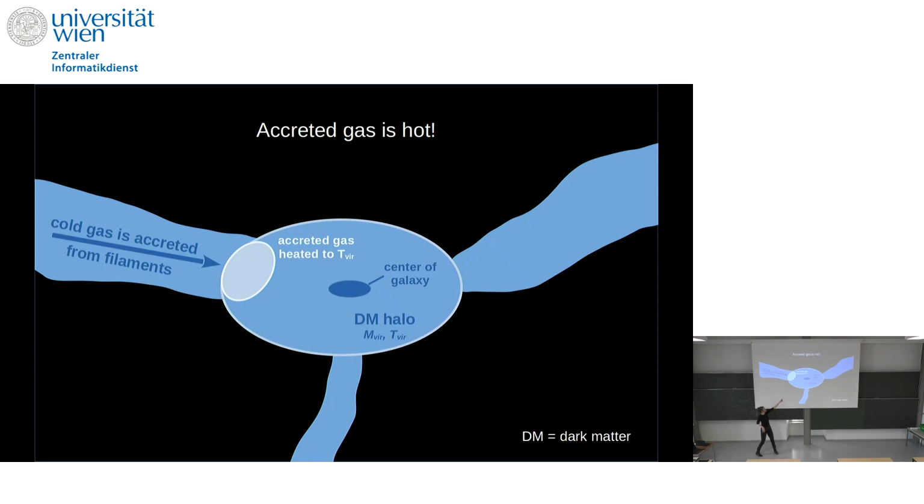The gas is heated to the virial temperature. And actually, if you look at the dark matter halo, only in the center you have the galaxy. So now the question is, how do we get the gas to the center of the galaxy in order to cool and form stars? Yes.